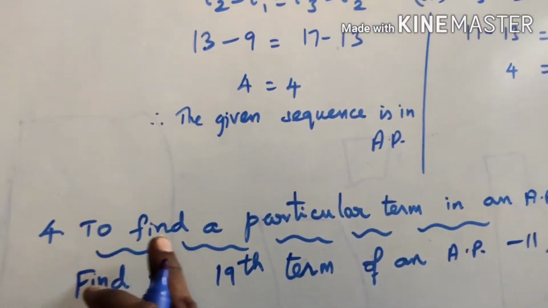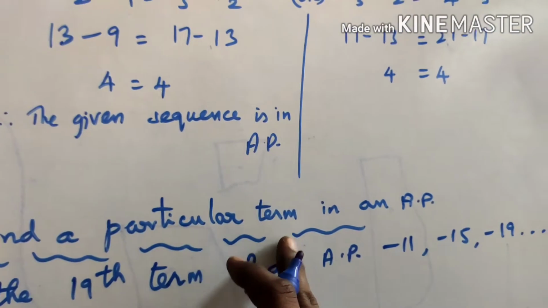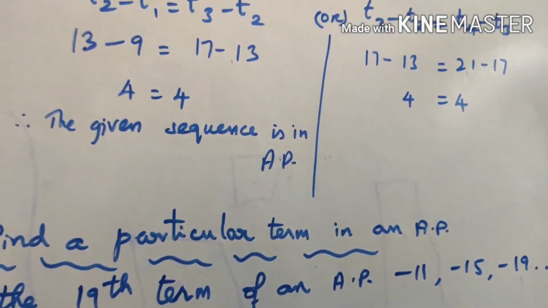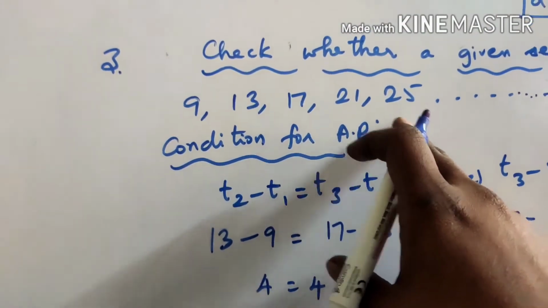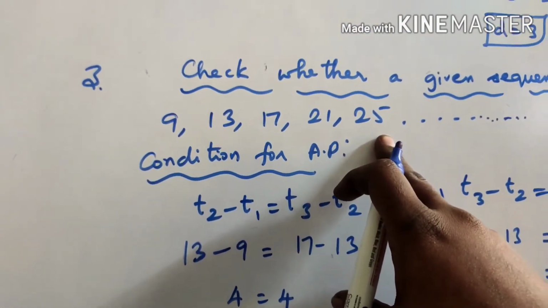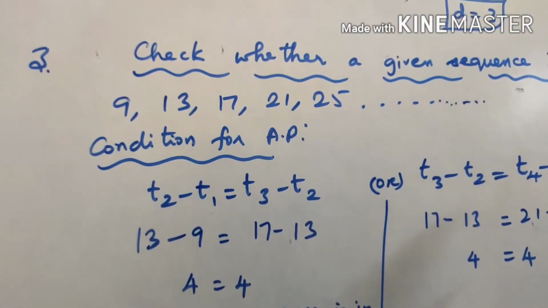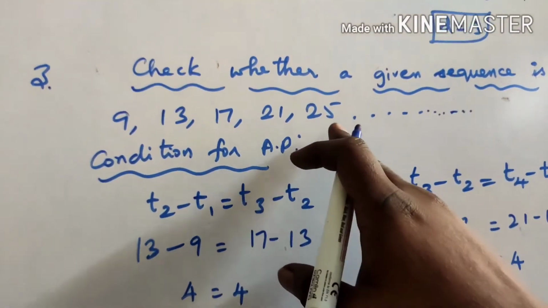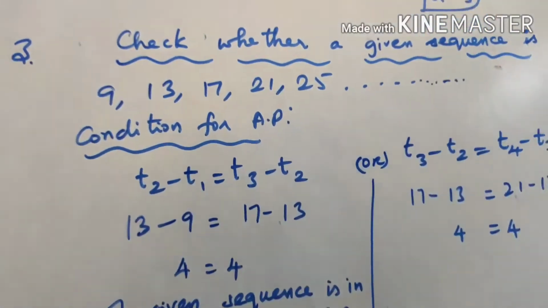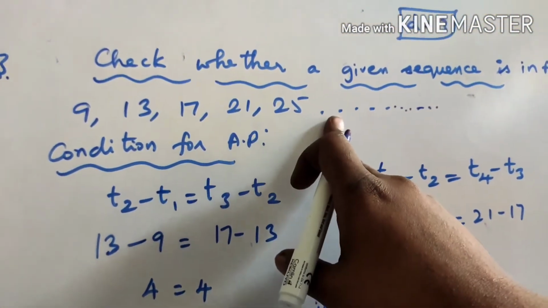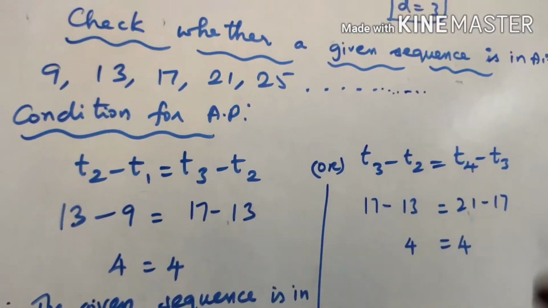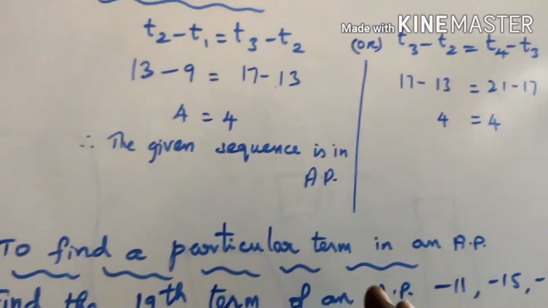Next, see the next concept, to find a particular term in an AP. For example, you are taking this AP. How many terms are there? 5 terms are there. If you want to find the 20th term, you will just add and go. The common difference is 4, so you have to add 24 plus 4, 28, like that. So instead of adding and going like that, there is a formula to find it.